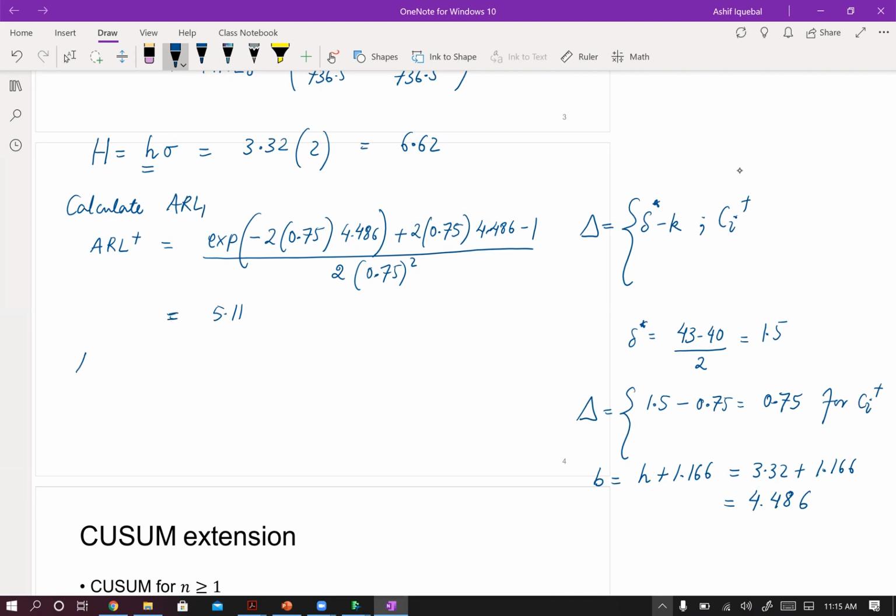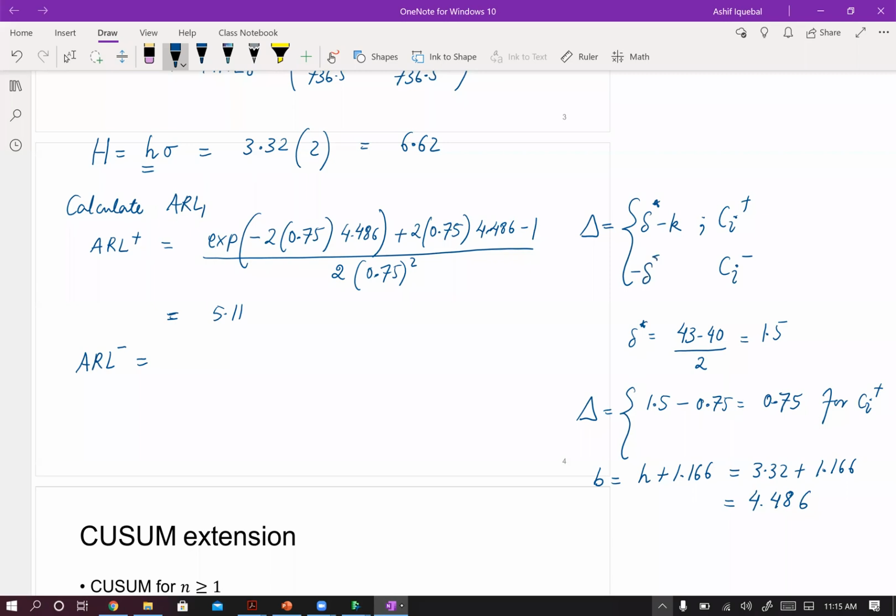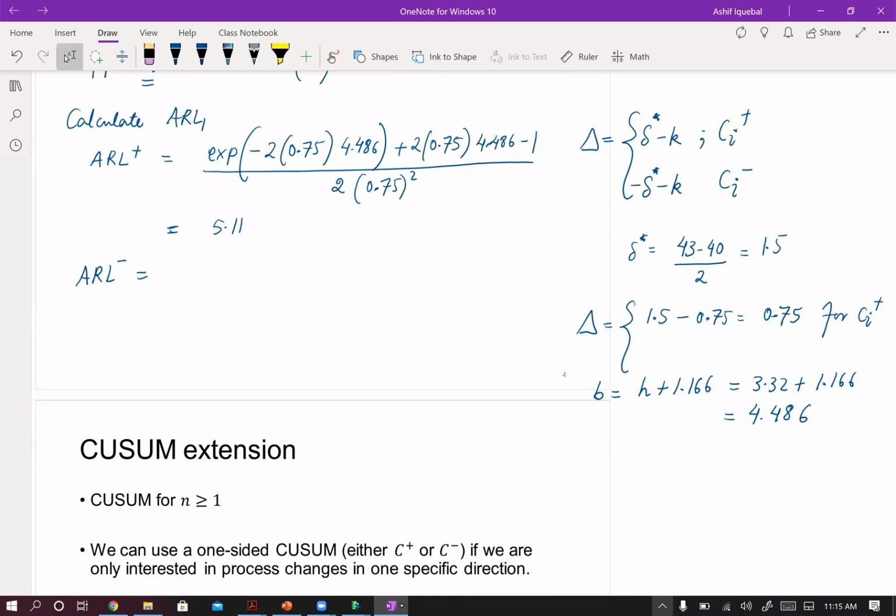Right. Similarly, you can calculate ARL minus, for which we need the value of delta for CI minus, which is minus delta star minus K. So this will give you minus 1.5 minus 0.75, which equals minus 2.25 for CI minus, right? And B remains the same, whether it is ARL plus or ARL minus. So we will plug this value in again.